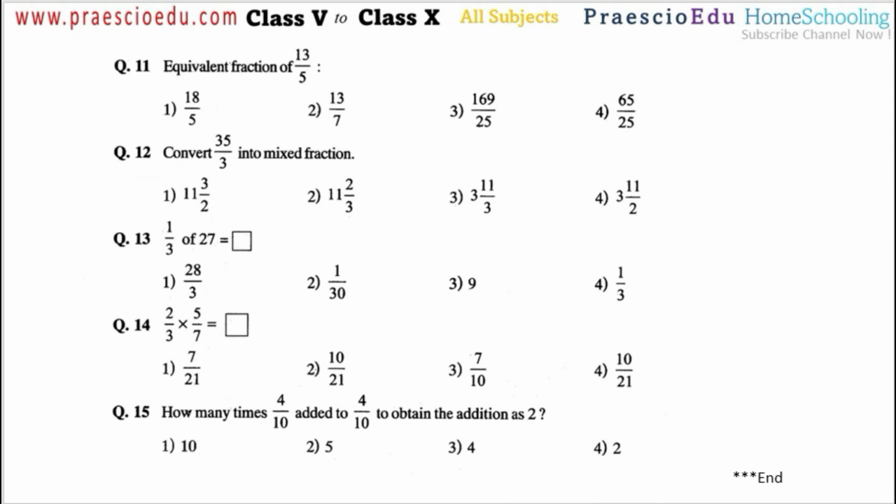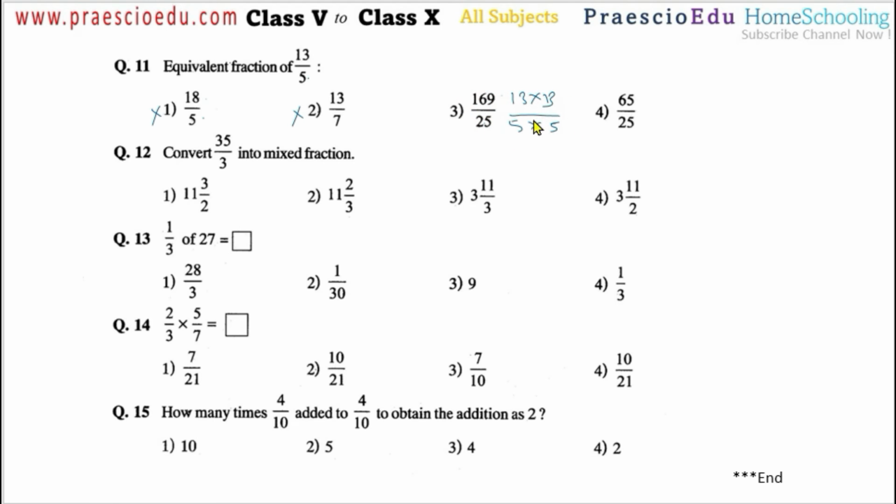Now question number 11: equivalent fraction of 13 upon 5. If you see 18 upon 5, there is no common factor, so this is incorrect. Then 13 upon 7, this is totally incorrect. Then 169 upon 25. Here 13 multiplied by 13 is 13 squared, and this is 5 squared, so 13 squared upon 5 squared.